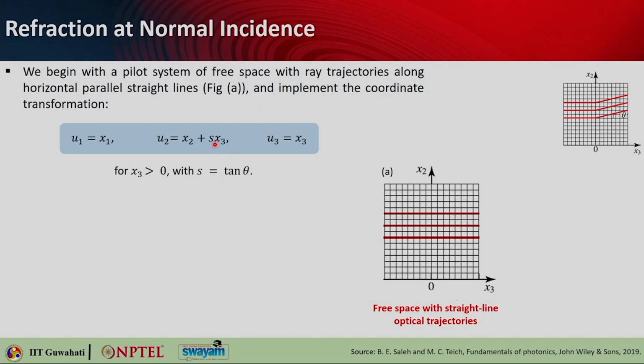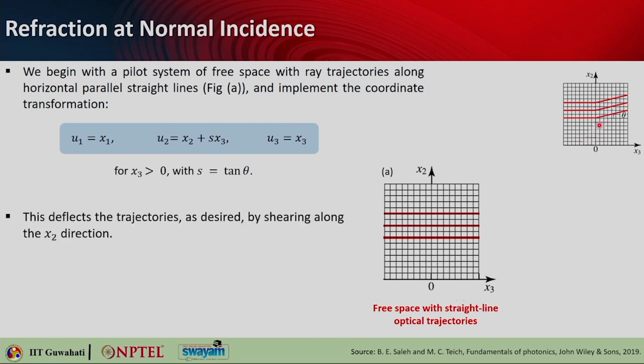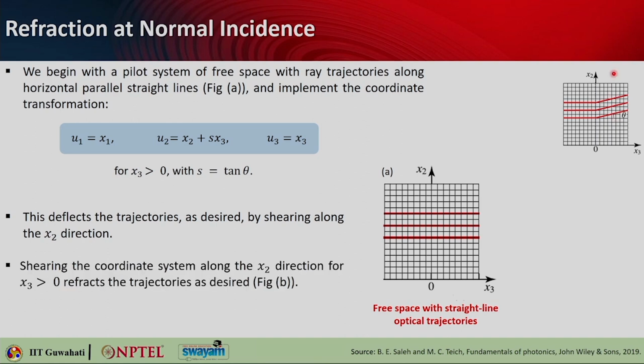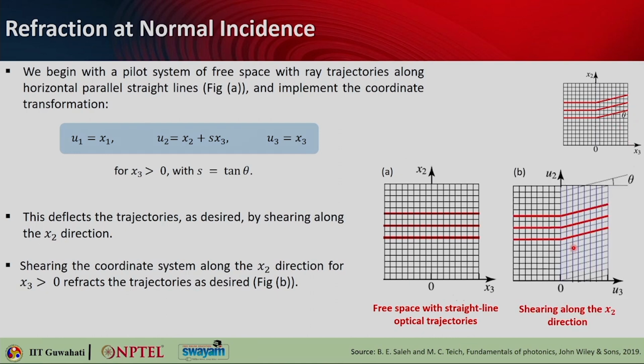So you can use this over here. So once you know that this will be obtained when you apply this particular transformation, this transformation will deflect the trajectories as desired, and this is done by shearing along the x2 direction. So you are actually changing the coordinates along the x2 direction. Shearing the coordinate system along x2 direction for the positive half will refract the trajectories as shown here. So this is what you want.